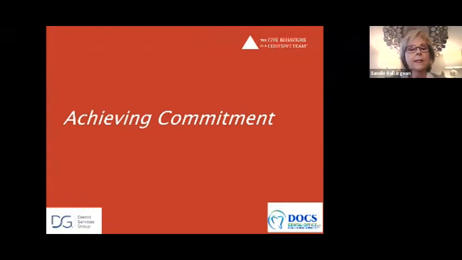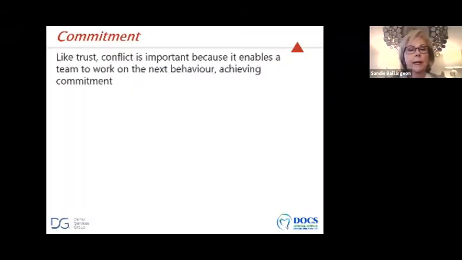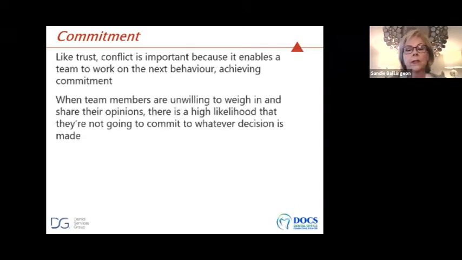So the next part of this is achieving commitment. And how do you achieve commitment? Like trust, conflict is important because it enables the team to work on the next behavior, which is achieving commitment. When team members are unwilling to weigh in and share their opinions, there's a likelihood that they're not going to commit to whatever decision is made. And that's really a key point.